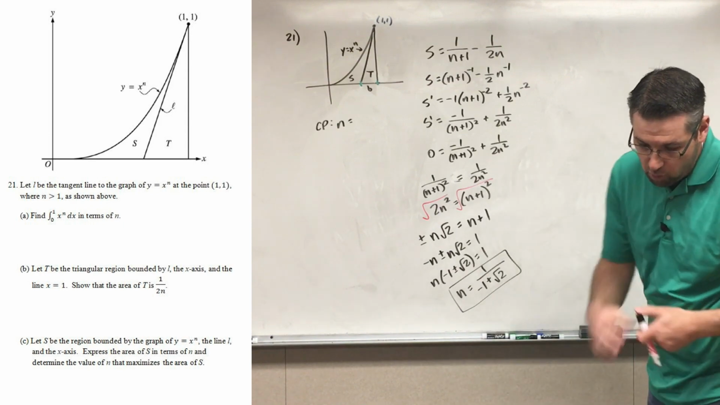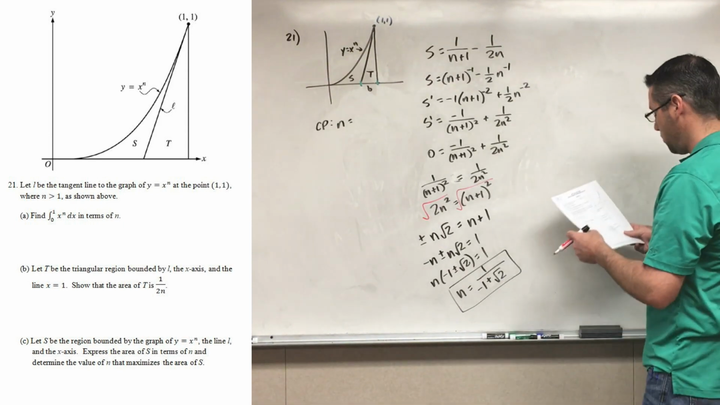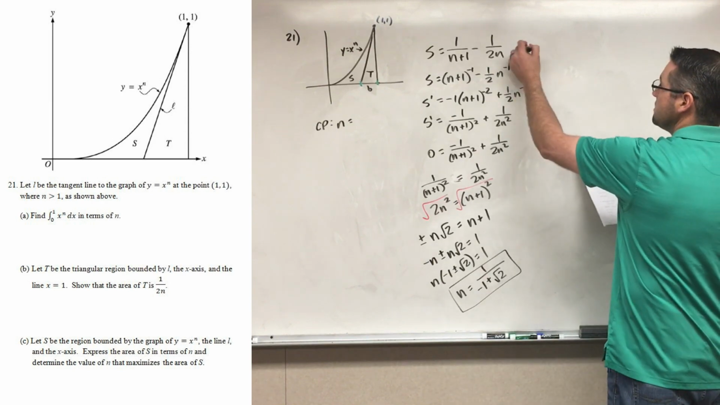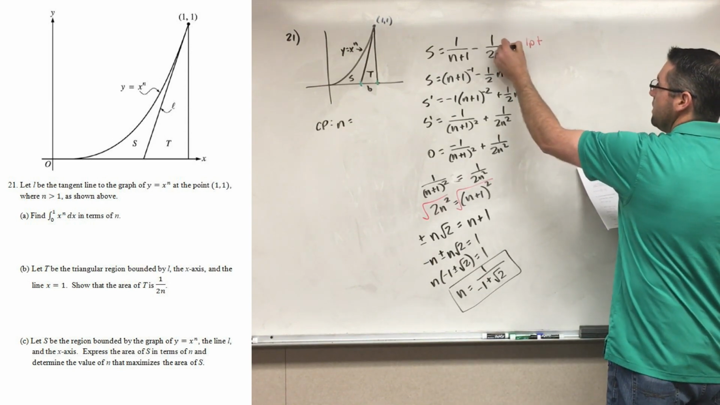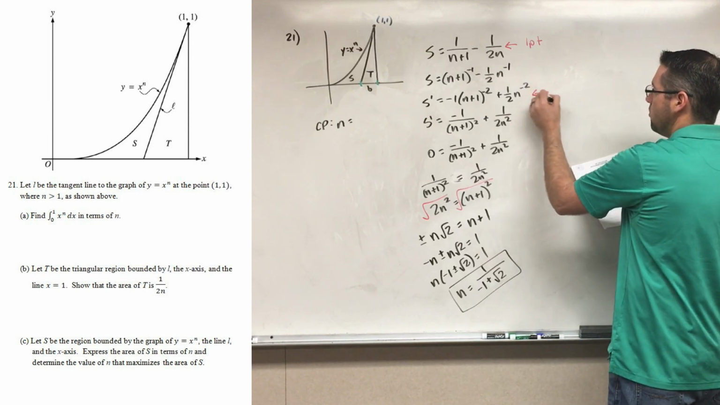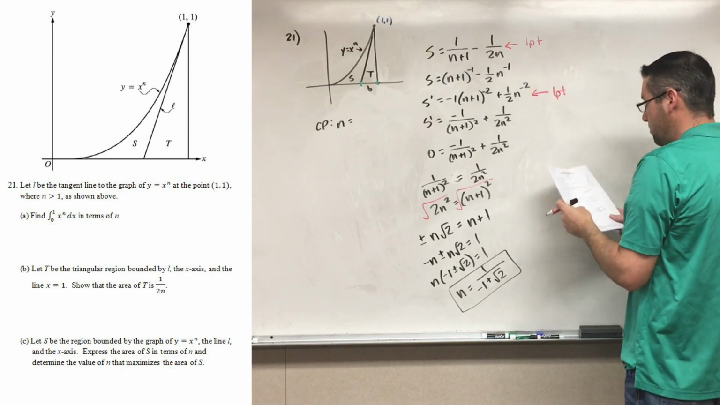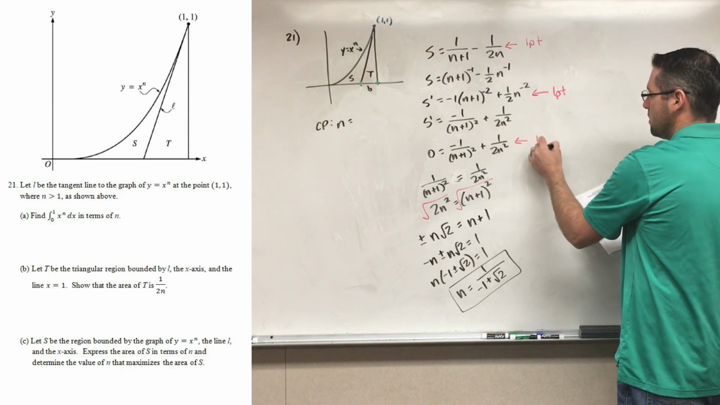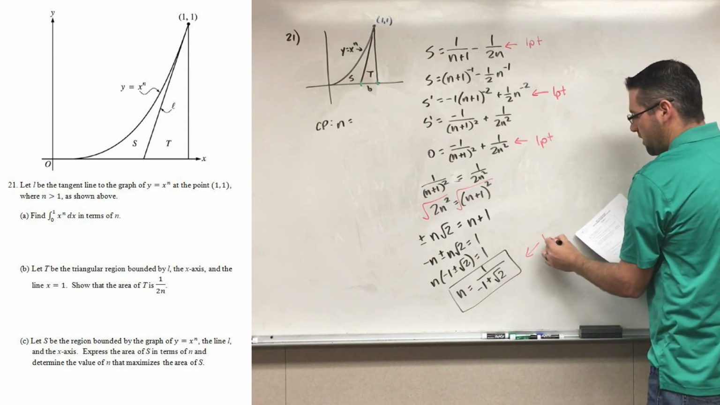Point values here, you get 4 points for this problem. 1 point for expressing the area of S, so you get 1 point for this guy. You would get 1 point for taking the derivative correctly, so 1 point for this guy. You get 1 point for setting that equal to 0, and then 1 point for your final answer.